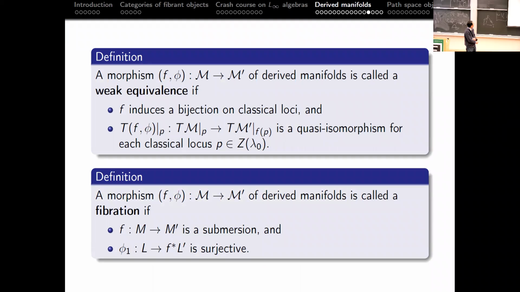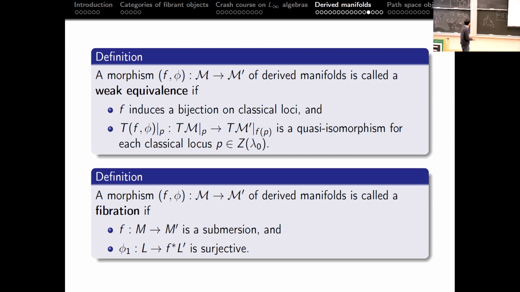So you want a morphism between these two vector bundles. First of all, it has to induce a bijection on the classical locus, the basic zero points of the intersection. They have to be the same as topological spaces. And then at each of these points, you require this tangent map to be a quasi-isomorphism of complexes, which I mentioned. And that's a weak equivalence.